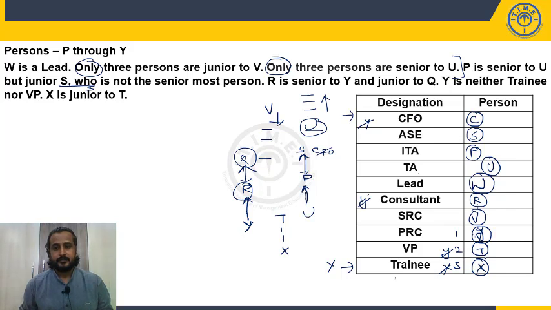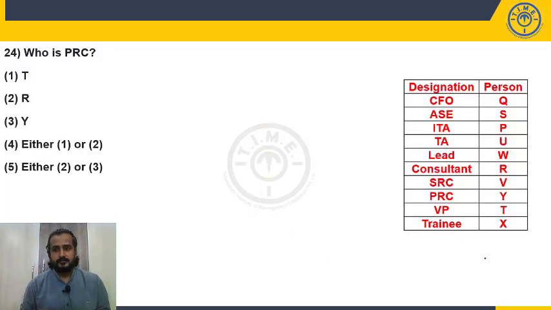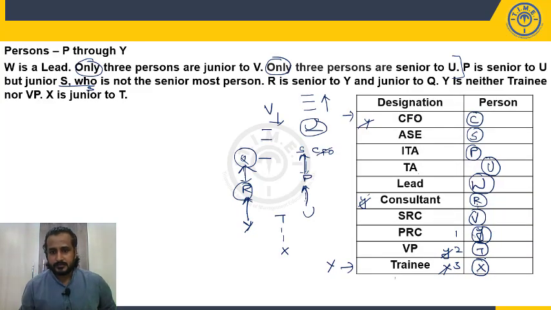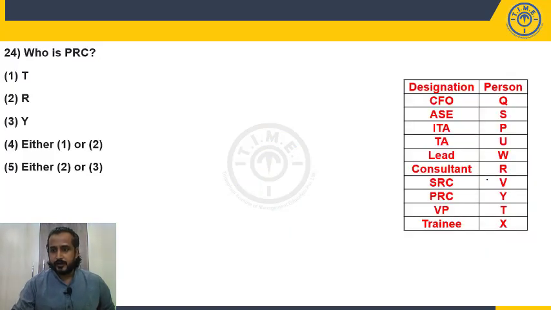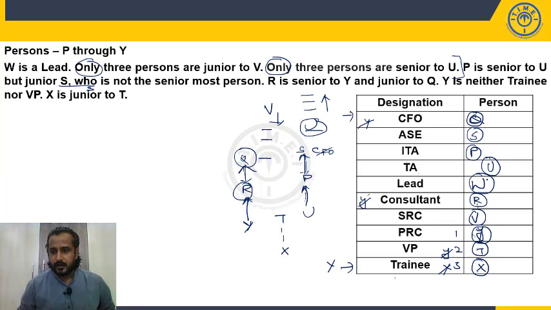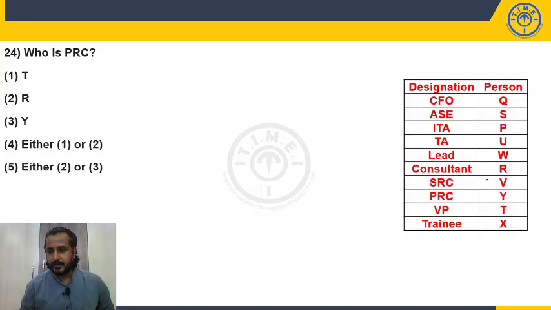Now, let's answer the question. Who is PRC? Let's cross check the arrangement also. It is Q. Alright, I made a mistake. Okay, Q S P U W. Okay, R V Y T X. Who is PRC? Y. So choice 3.